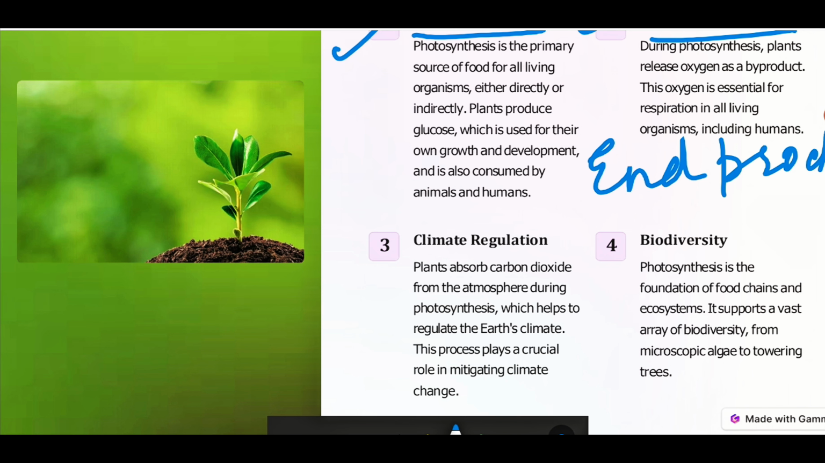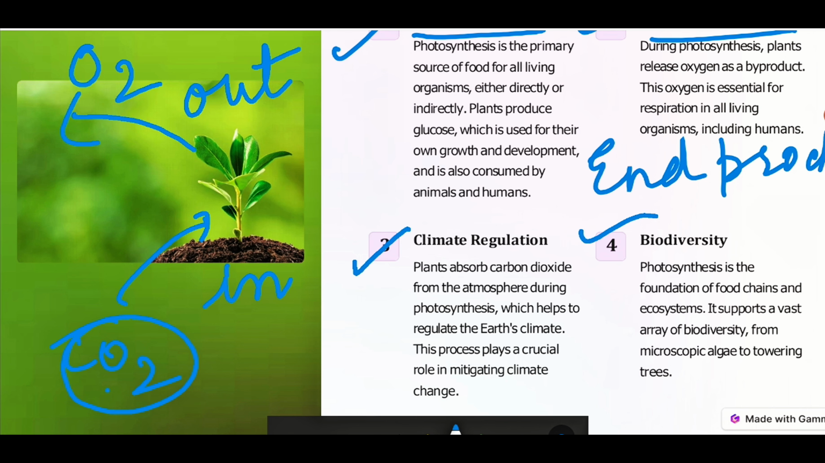So the photosynthesis process also helps in climate regulation, because when preparing the food, plants require carbon dioxide. It is taken in, and what is given out? Oxygen is given out, which is also very important. It is the end product, and it is very important for all the living organisms, including humans. Okay, so I hope this point is clear. Next is biodiversity. Photosynthesis is the foundation of the food chain and the ecosystem.